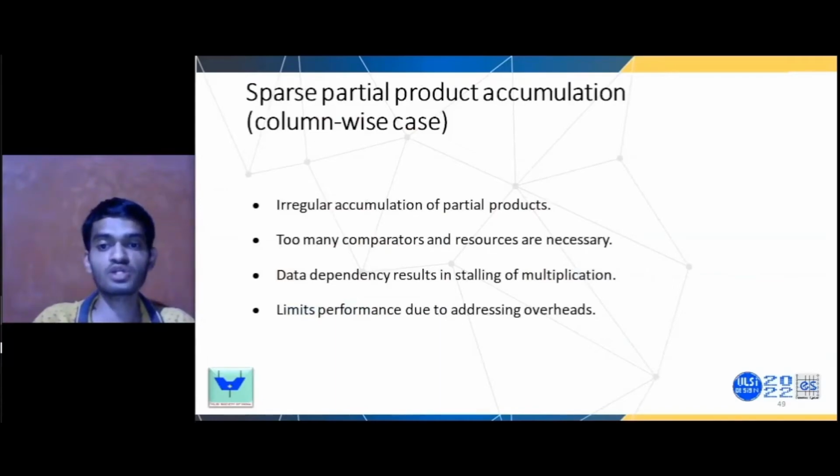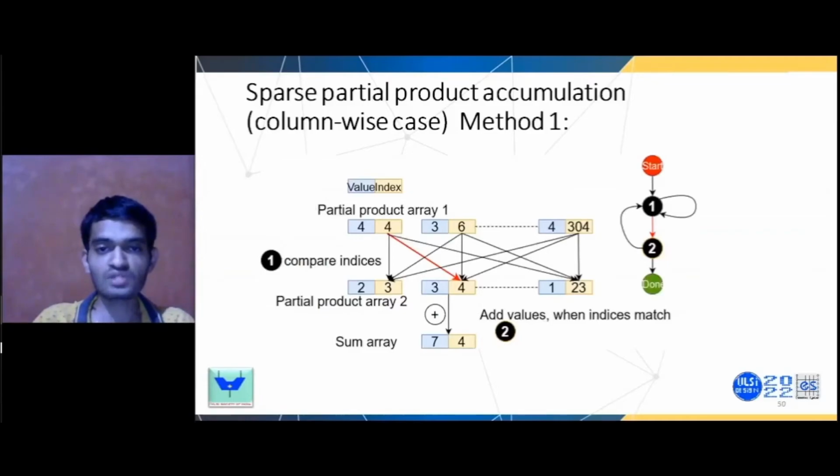So in the sparse partial product accumulation, particularly for the column-based case, it involves irregular accumulation of partial products. Too many comparators and resources are necessary for the accumulation, and data dependencies result in the stalling of the multiplications, because you can't go ahead with multiplications if the accumulations are not complete. This limits the performance, and also due to the addressing overheads. So this is one of the methods for sparse partial product accumulation.